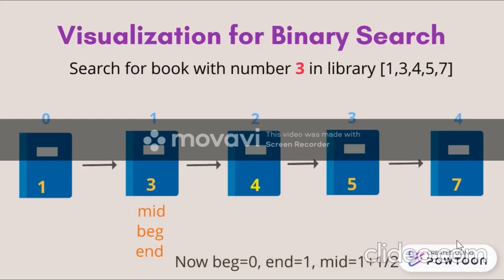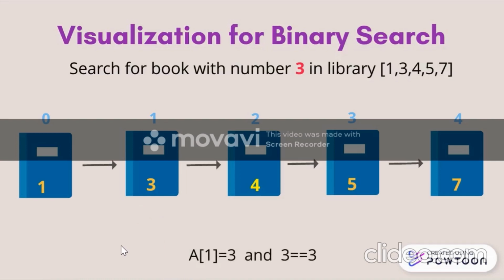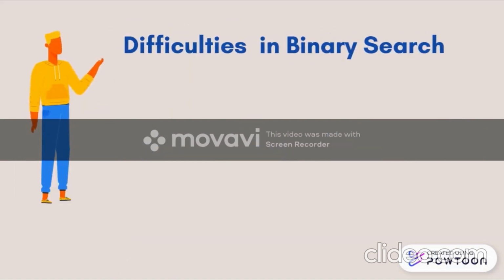Now beg is equal to 1, end is set as 1, and mid, which is beg plus n divided by 2, gives us 1 plus 1 divided by 2, which is 1. Now, comparing the middle element with the desired element, we find that A of mid is the element at position 1, which is 3, and the desired element is also 3. So, since 3 is equal to 3, we have found the desired element.